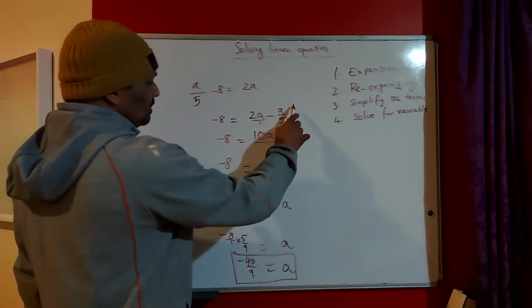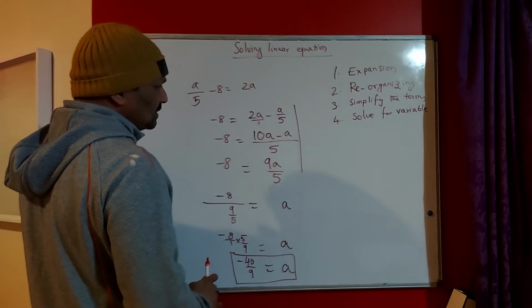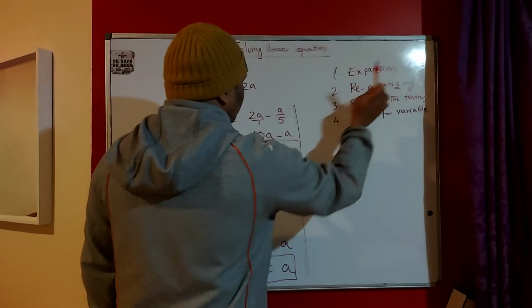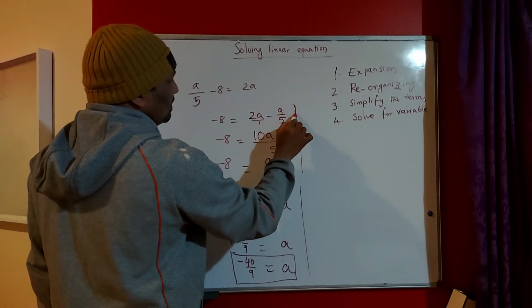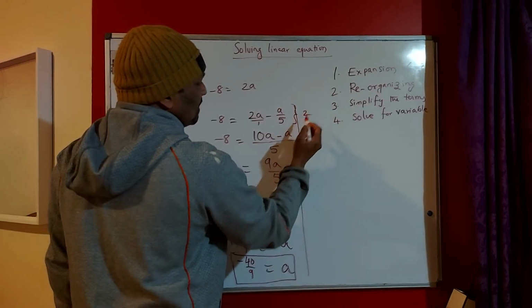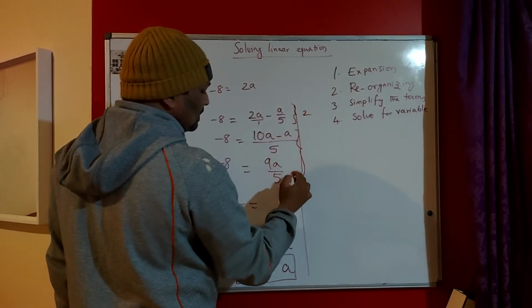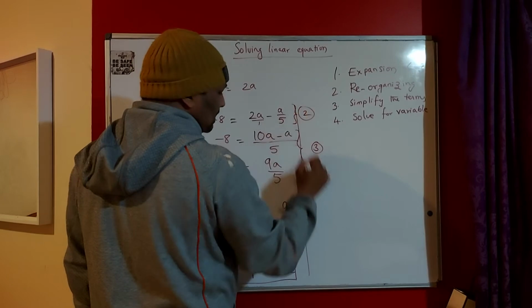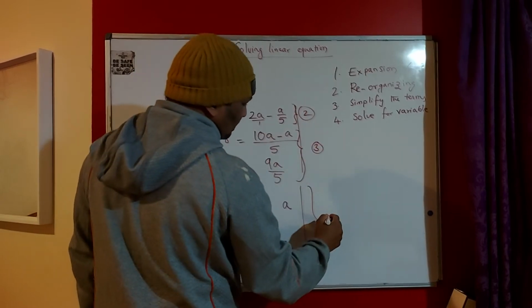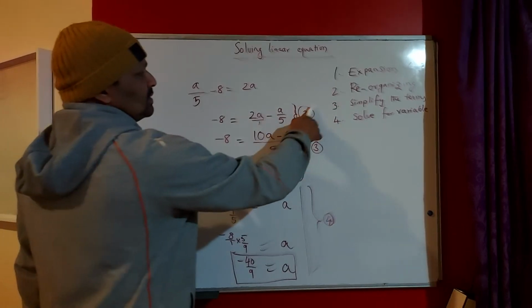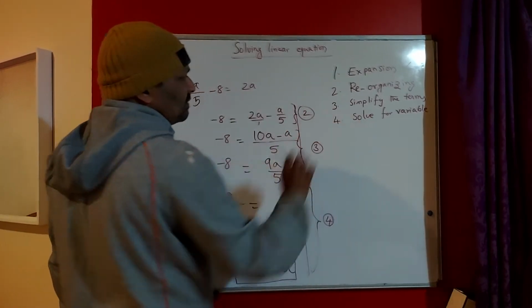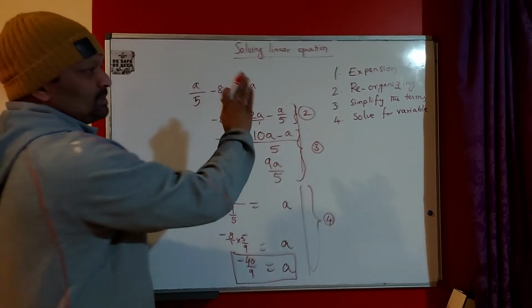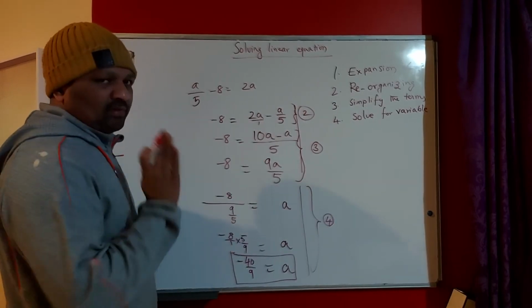Okay, so this is all we did, reorganizing the terms, and this is all we did solving for variable. Sorry, this is the part where we reorganized the second part, and this is the part where we did simplification. This is third part, this is second part, and this is the part where we solved for variable, fourth part. Reorganizing, simplifying, and solve for variable. Okay, yeah, that's pretty much it. Expansion, reorganizing the terms, simplifying the terms, solve for variable.